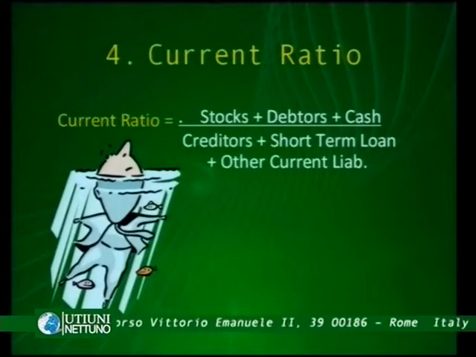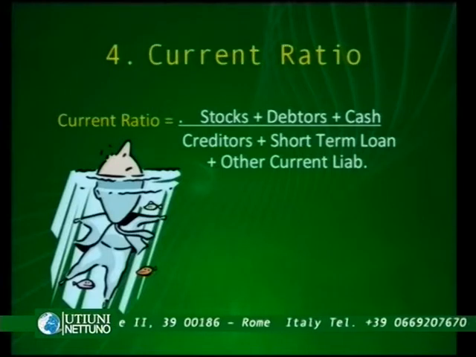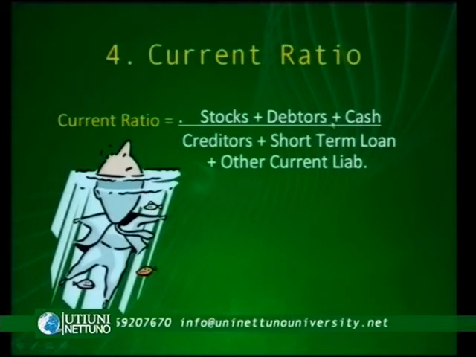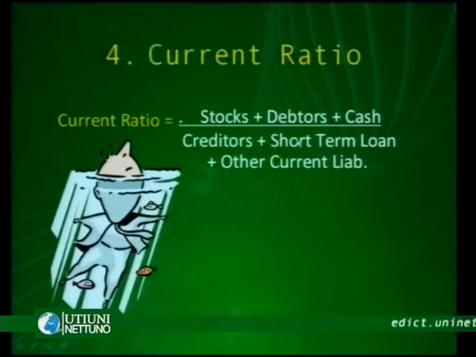So next we have current ratio. The current ratio is, as we can see here at the top of the white line, stocks plus debtors plus cash. All of these come from the current assets, and it's divided by the current liabilities, which is a combination of creditors plus short-term loans and other current liabilities. That might be tax that you owe the government or something like that.